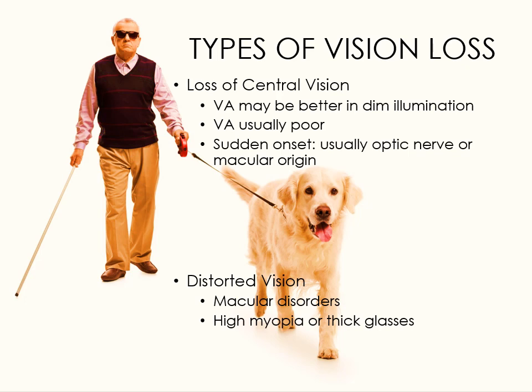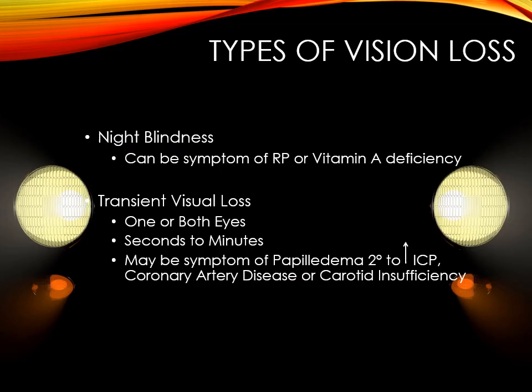Distorted vision can occur due to macular disorders, high myopes, or thick glasses. Frequently, if it's due to high myopes or thick glasses, the patient may state that objects appear minimized and fuzzy with curved edges. Let's talk about some other types of vision loss. Night blindness can be a symptom of retinitis pigmentosa or a deficiency of vitamin A.